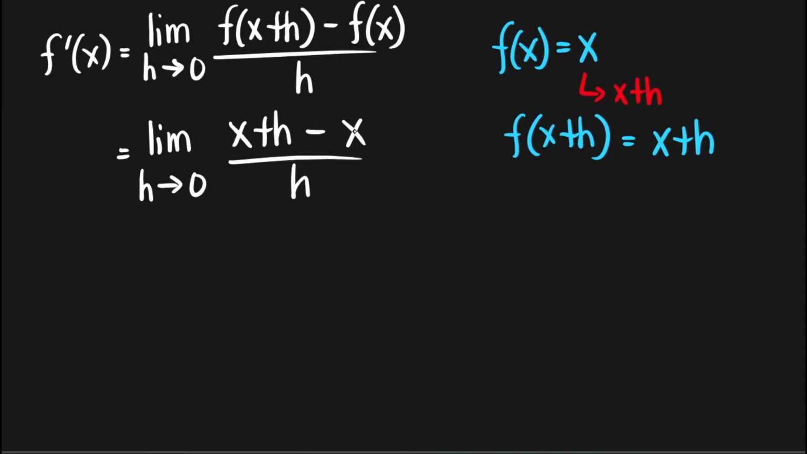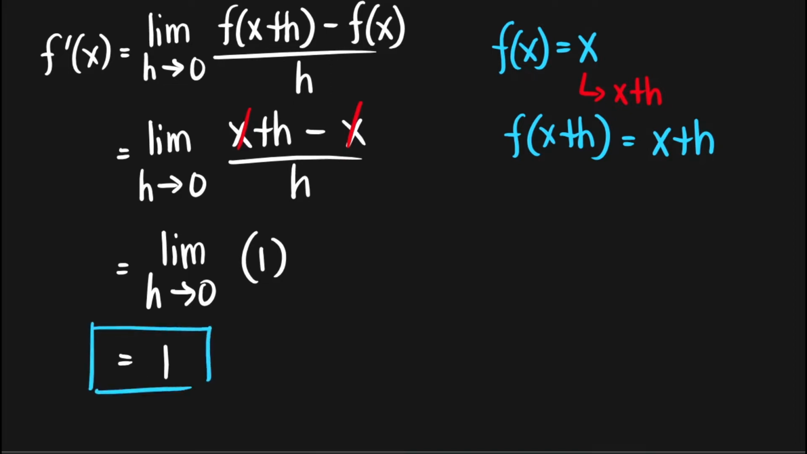Notice that x minus x is 0, so this will cancel out. The remaining term on the top will be h. Now h divided by h is equal to 1. Remember that the limit of a constant function is equal to the constant. Thus the limit as h approaches 0 of 1 will be 1, and that is the derivative of x.